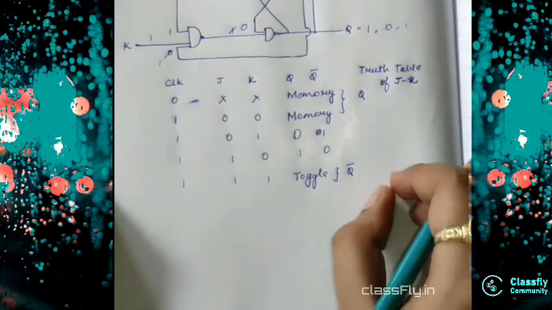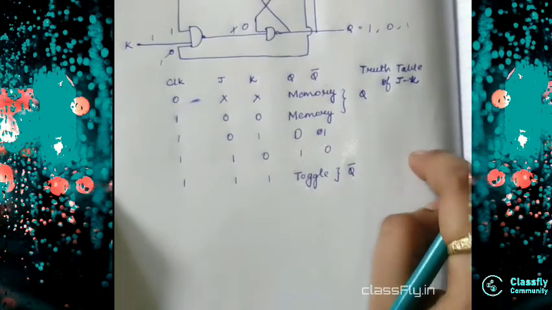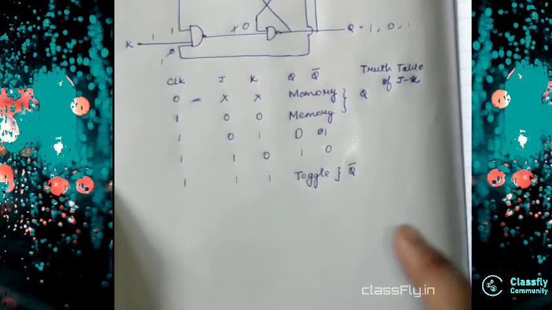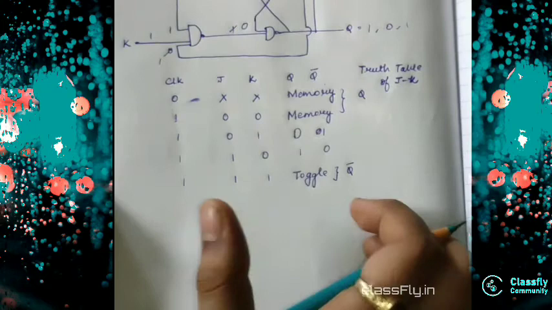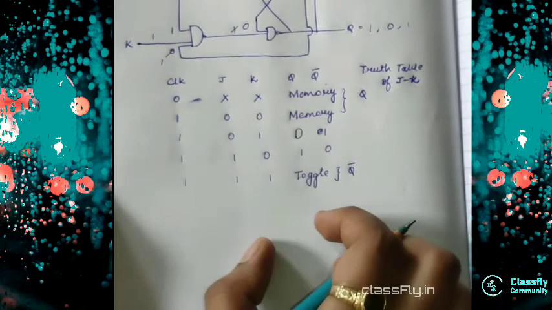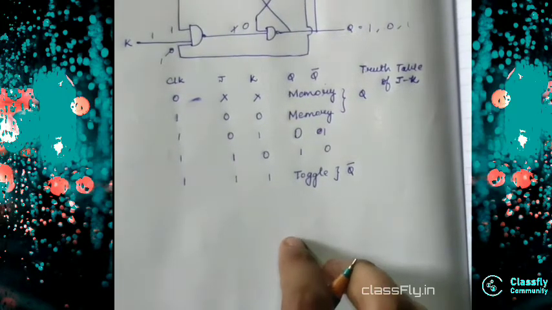That means it is similar to the SR flip-flop truth table, but the only difference which we needed to overcome was the last state, and the JK flip-flop does that by going into the toggling mode, right?